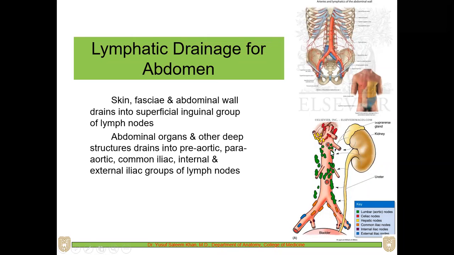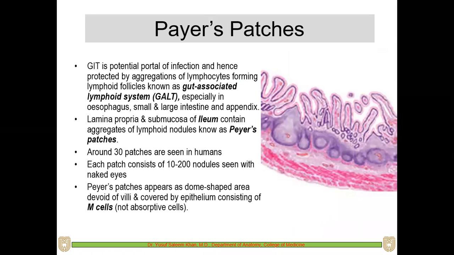Again, they are classified into the celiac group of lymph nodes, hepatic group of lymph nodes, and lumbar group of lymph nodes. All these are different classifications of the groups of lymph nodes. Remember, these groups of lymph nodes cannot be palpated because they are deep inside the abdomen. So if you want to see their enlargement, you have to take an X-ray or sometimes a CT scan or MRI to detect any enlargement of these groups of lymph nodes.